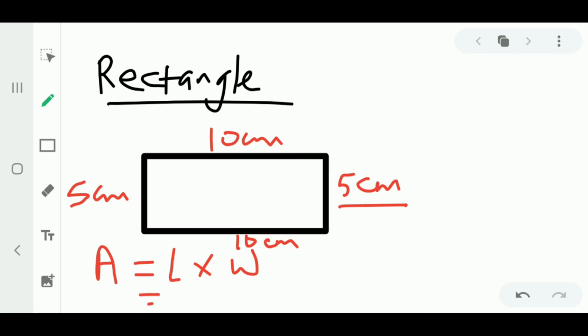All we need to do now is substitute 10 times 5. And again, multiplication is commutative. And that gives us 50 centimeters squared. And that's all there is to finding the area of a rectangle. Okay, so now we're going to try the circle.